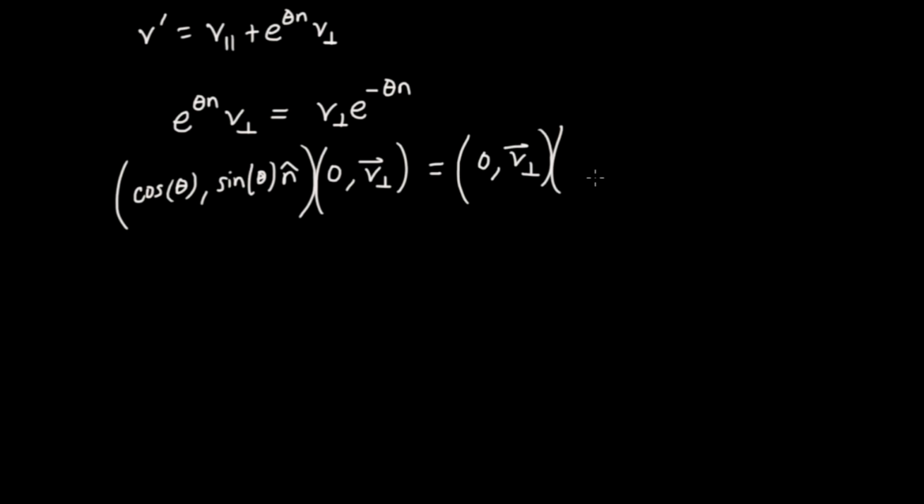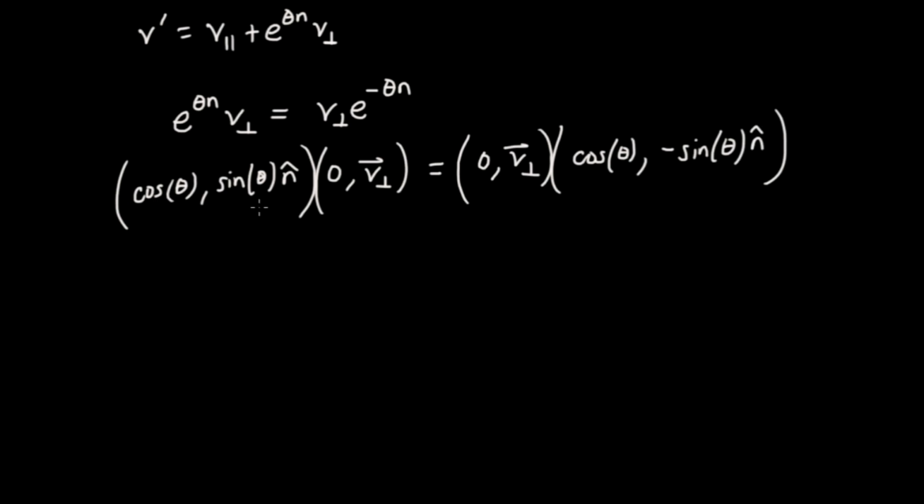Times, now in this case, I'm going to have cosine of minus theta first, but cosine minus theta is just equal to cosine theta, because cosine is an even function. So that's a scalar part. And now I'm going to have sine of minus theta, but sine is an odd function, which means the minus sign can come out front. So I'm actually going to have minus sine theta times n.